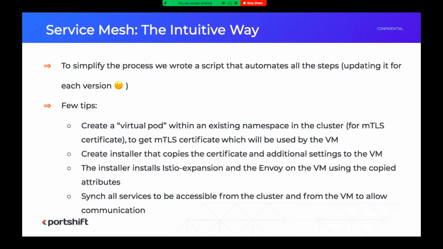Then the next thing that we recommend is to create an installer that copies this certificate and additional settings into the VM. So now the VM can immediately start communicating with your cluster. The installer should install the Istio expansion and the Envoy on the VM, with the copied attributes that you created for this virtual pod. And then the next thing in the script is to sync the services, sync all the services and verify that everything in the cluster and the VM are aware of each other. And once they are in sync, we can ensure a very smooth flow of communication.